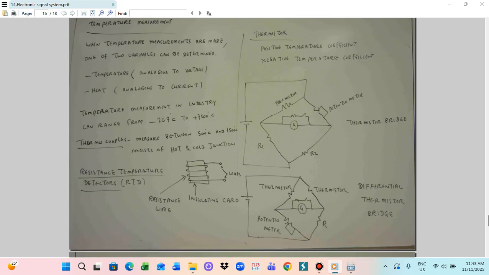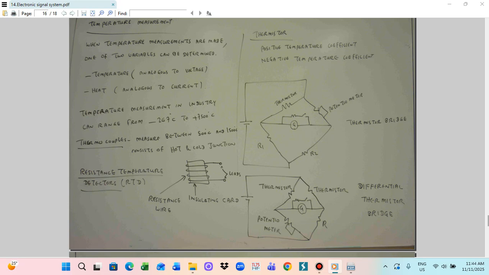Temperature measurement system. I have already given you the details of temperature measurement in the last period. Now I will just summarize. In this case, we can measure temperature and heat. In the temperature measurement system, temperature is analogous to voltage, and heat is analogous to current. So in this way we design the appropriate computer.